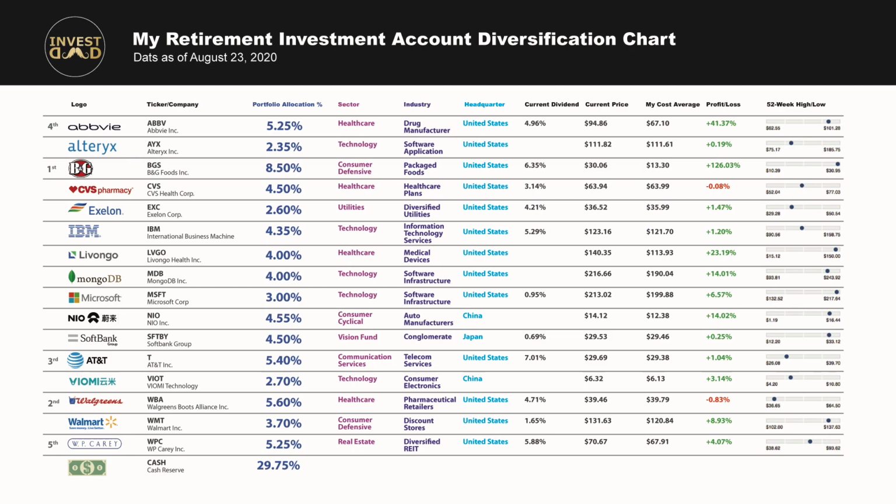There is a lot of data on this chart. I have highlighted some important sections related to diversification, so we can go through them accordingly. First, let's move to the portfolio allocation percentage column, highlighted in blue. In the first line, it shows that AbbVie, ticker symbol ABBV, takes up 5.25% of my entire portfolio.